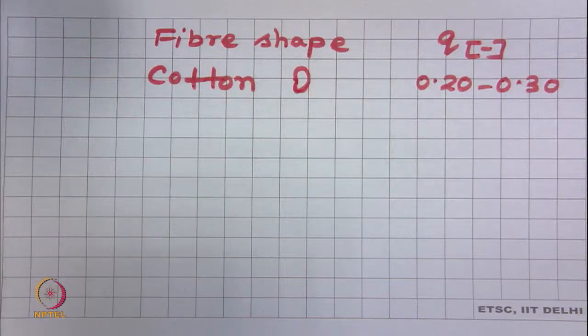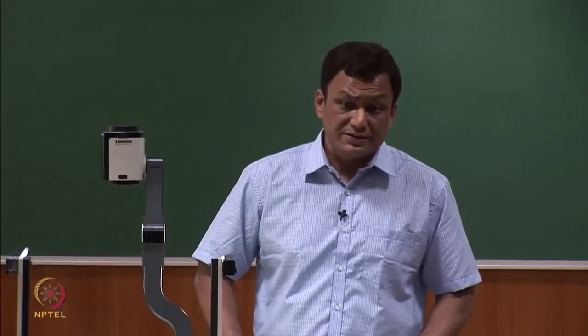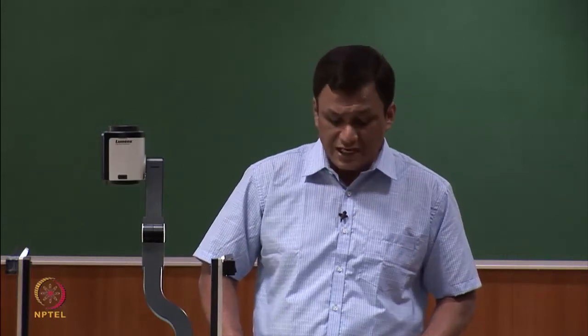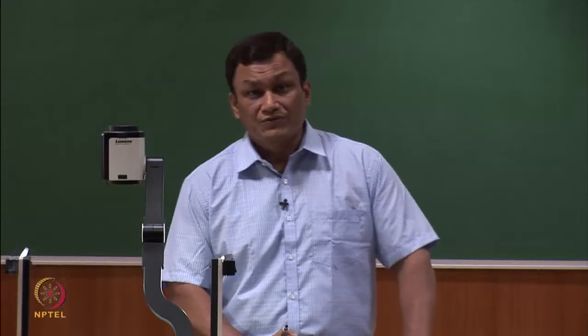Also, there are many other fibers which are nowadays available: deep grooved fibers, 4DG fibers. Their shape factor is very large. As per this definition, the shape factor for a 4DG fiber will come to around 1.5.